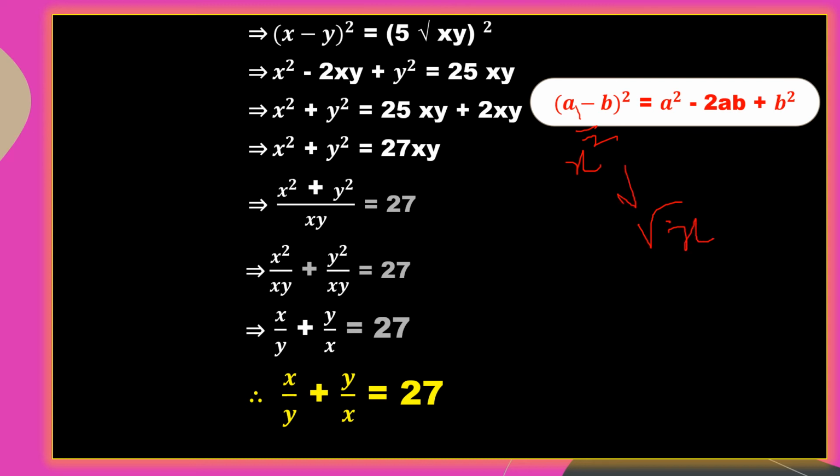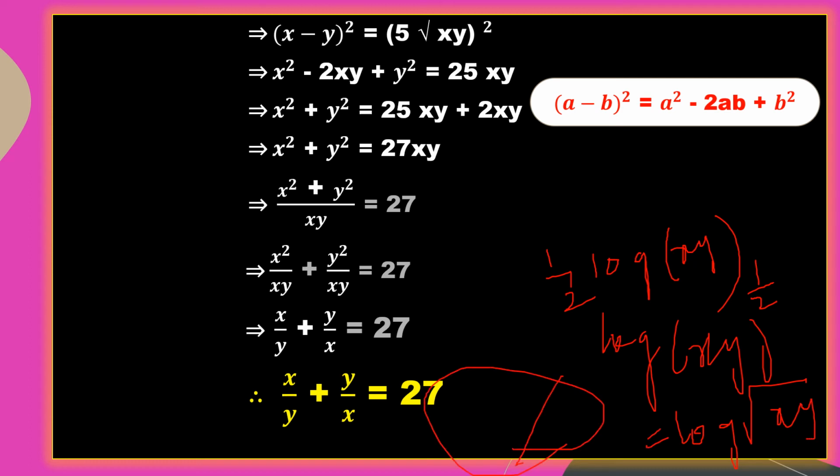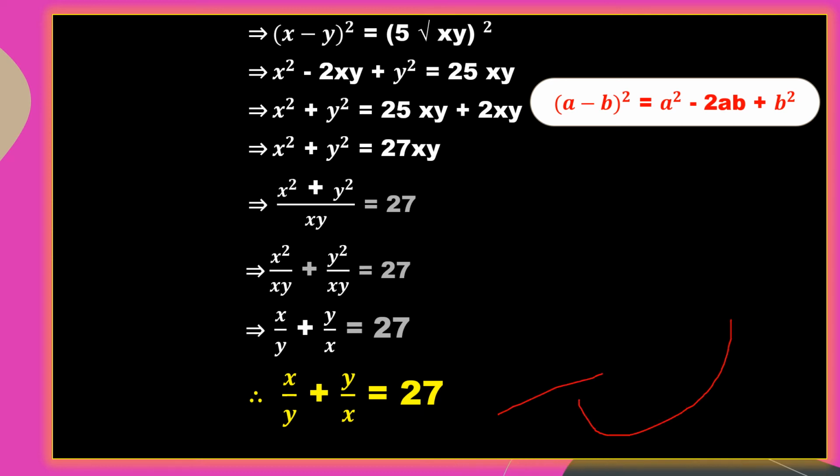Whatever 1 by 2 log xy is there, we should write this 1 by 2 as a power, right? xy power 1 by 2. xy power 1 by 2 means I can write log root xy, right? Now I can cancel log on both sides. Whatever log is there here, that log and this log will be cancelled. And here if any denominator is there, that denominator should be sent here so that it will be multiplied. After multiplication, do squaring on both sides in this way.